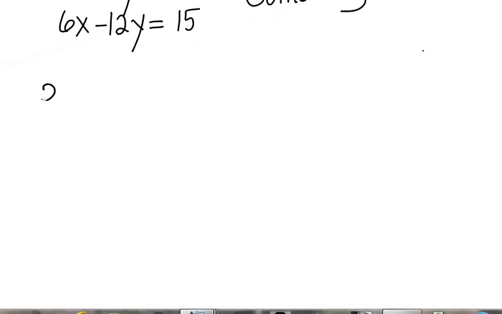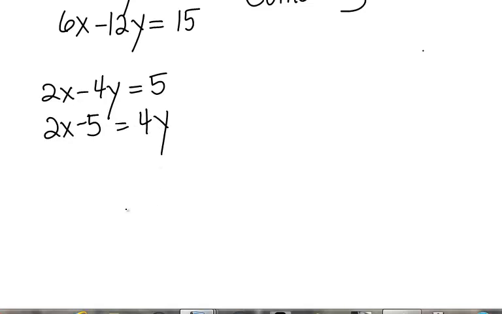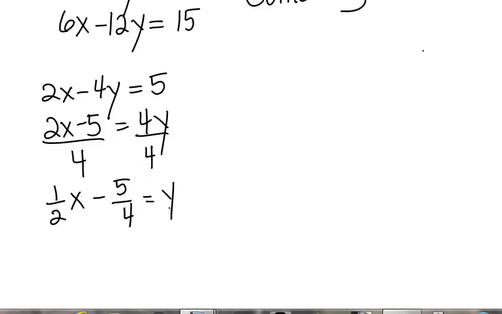And if they said do this graphically, take one of the equations and graph it. So I'm going to take this one, the top one, and graph it. Okay, I'm going to add the 4y and subtract the 5, and then divide by 4. That 4 divides into both of them. So it would be 2 fourths, which would be 1/2 x, minus 5 fourths equals y.